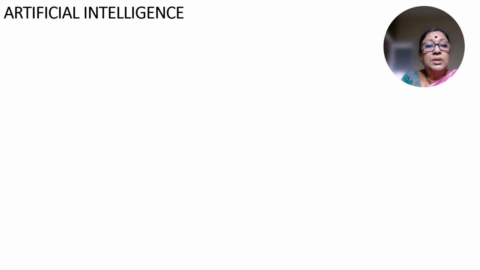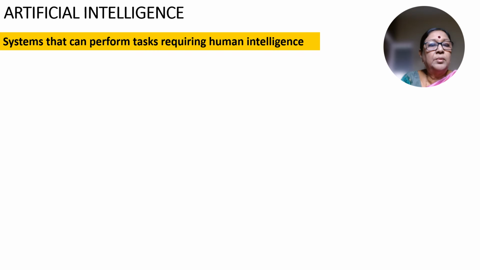Now let us look at glimpses of AI and its subsets. First, let us talk about AI. Artificial intelligence, or AI, refers to systems that perform tasks that normally require human intelligence. How much of this human intelligence, at what level, is what differentiates a lot of things, but that is the definition given by the early people who worked in this area.